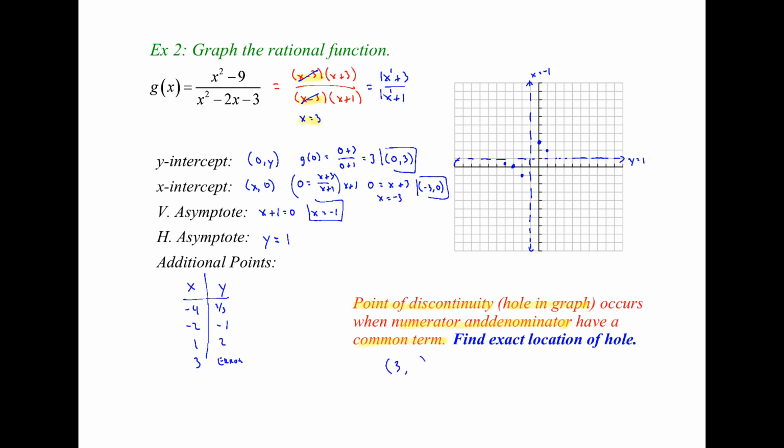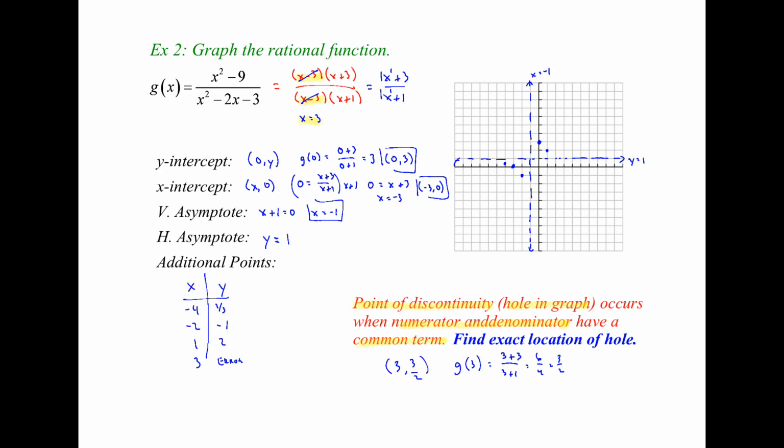Well, normally when we know where a point is, when we know that the x value is 3, we just plug it in to find out what it is. But when we plug it into the original, it's undefined because you can't divide by 0. So we actually don't plug it into the original. We will plug it into the simplified version where it's no longer undefined, and we come up with 6 divided by 4, and that's 3/2. So the hole is located at 3, 3/2.